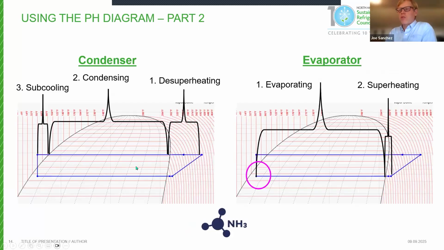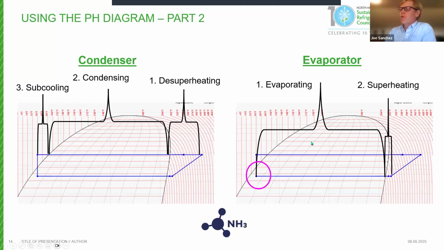Whereas in the condensing section, the temperature is constant, and we have all of this latent heat available for us for heating. And then at the end of a condenser, especially if it's shell and tube, for example, maybe you have some subcooling taking place. Again, we don't know on the pH diagram if this is happening inside the condenser or externally.